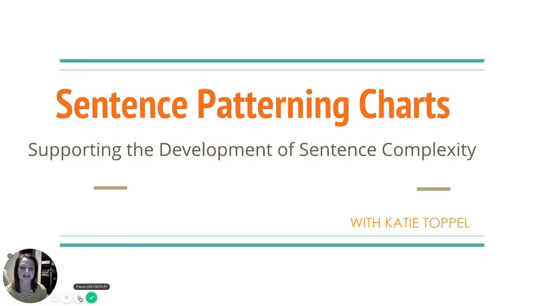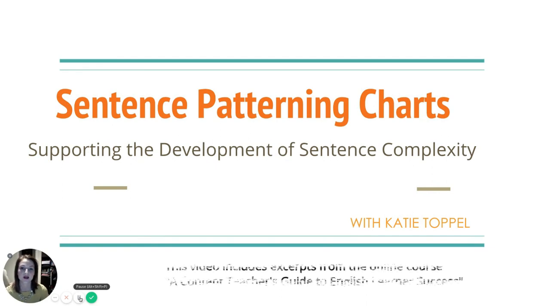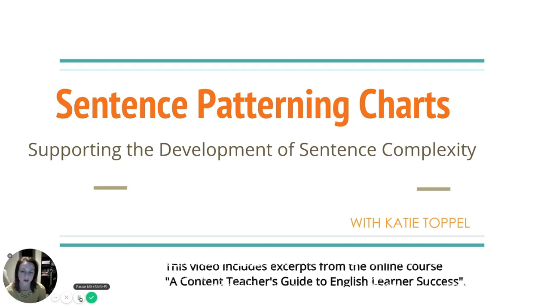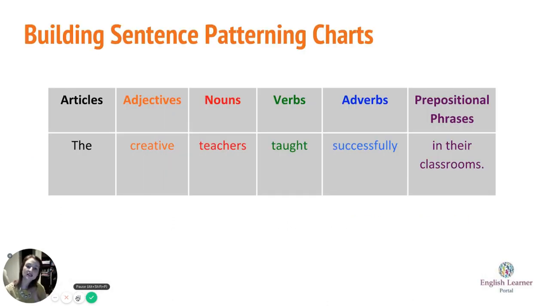Hi, my name is Katie Toppel, and today I'm going to talk about one of my favorite strategies for supporting language development, which is sentence patterning charts. What I love about sentence patterning charts truly is how flexible they are and how many different ways they can be applied. The basic gist is that you set up a chart, and along the top you have different categories that would put words in the correct order for a sentence.